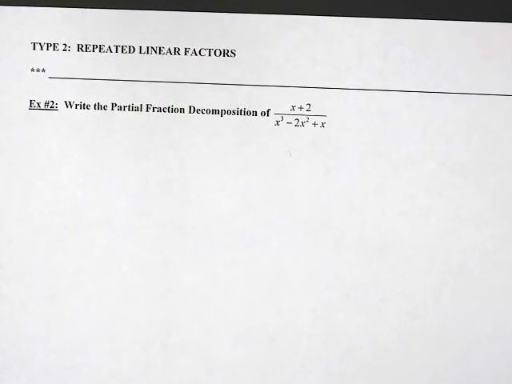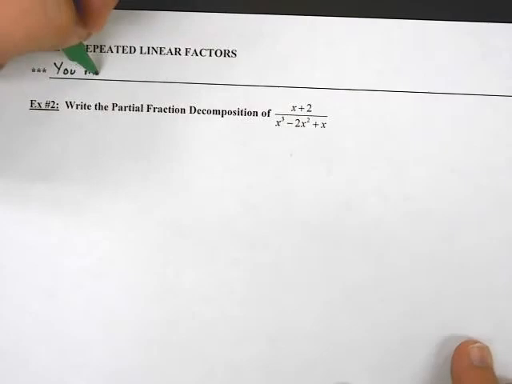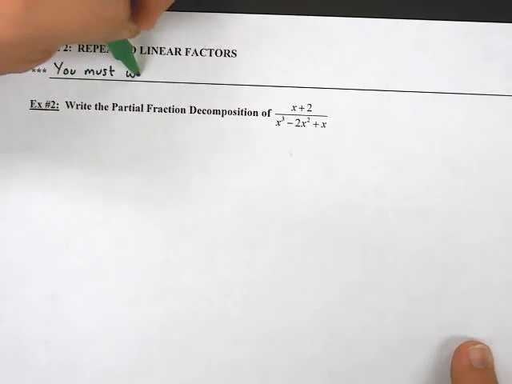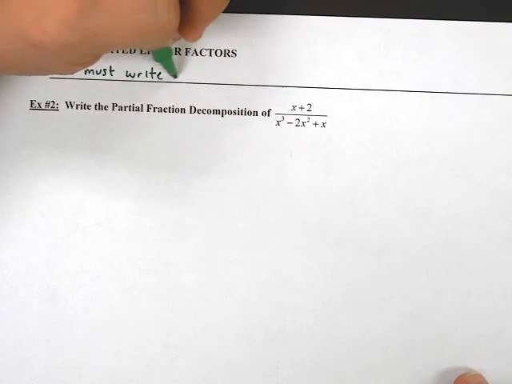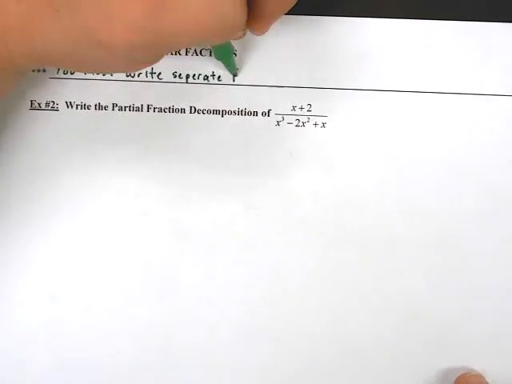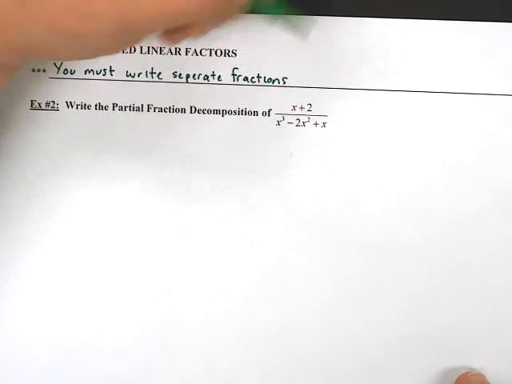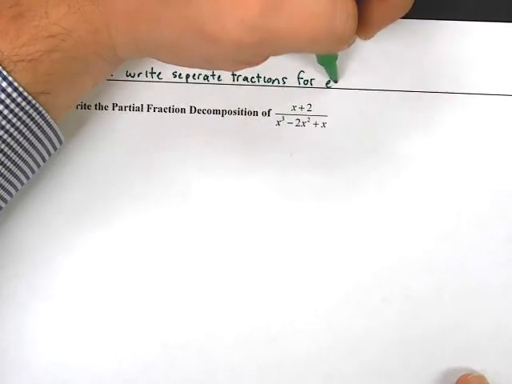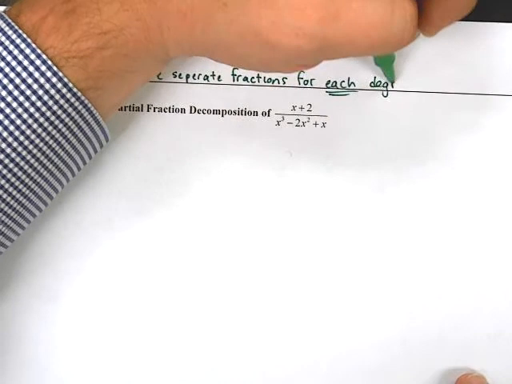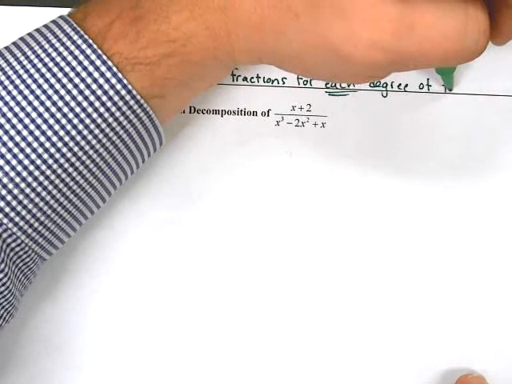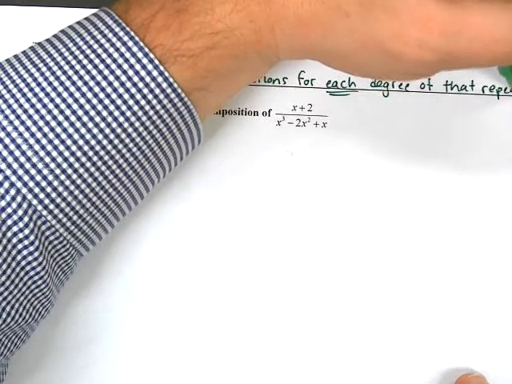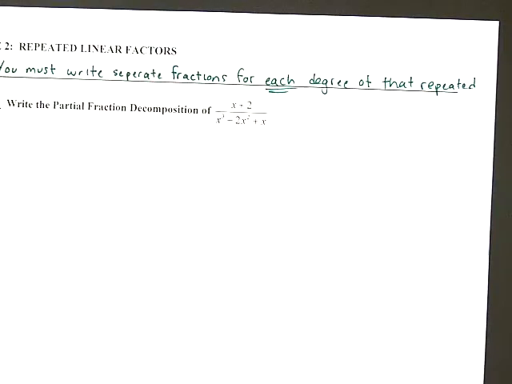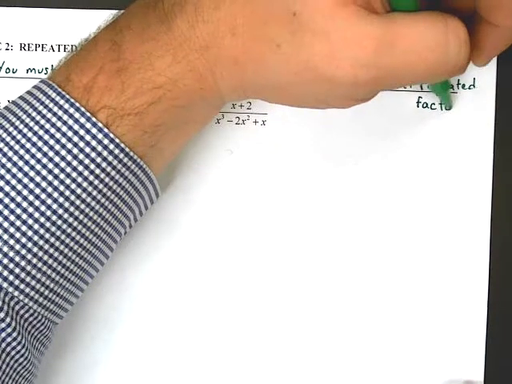And by that I mean, when we have repeated linear factors, you must write separate fractions for each degree of that repeated factor. Alright, we're going to see what I mean in a little bit.